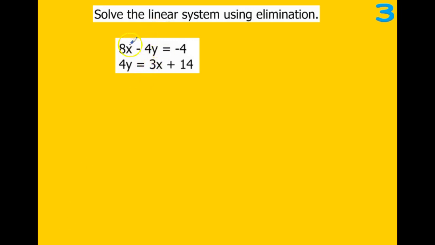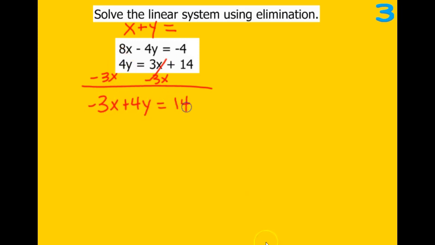So next, same thing. We need x's and y's on the same side. So I'm going to move this x over to the other side. I'm going to subtract the 3x. Move it over there. So we're going to have negative 3x plus 4y equal to 14.